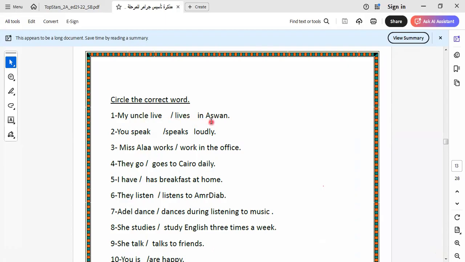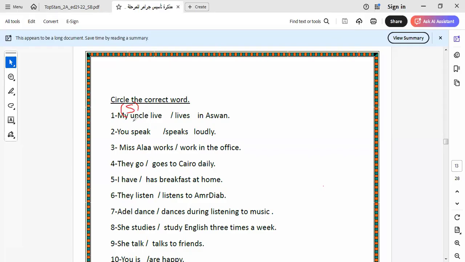My uncle lives in Aswan. My uncle here, it will be singular. You should take care whether the noun or pronoun is singular or plural, because we add s if the noun or pronoun is singular. If the noun or pronoun is plural, it doesn't take s. So I have a teacher. We have a teacher who can teach my son, saying singular takes s, but plural doesn't take s. Okay, this is the rule that we follow.